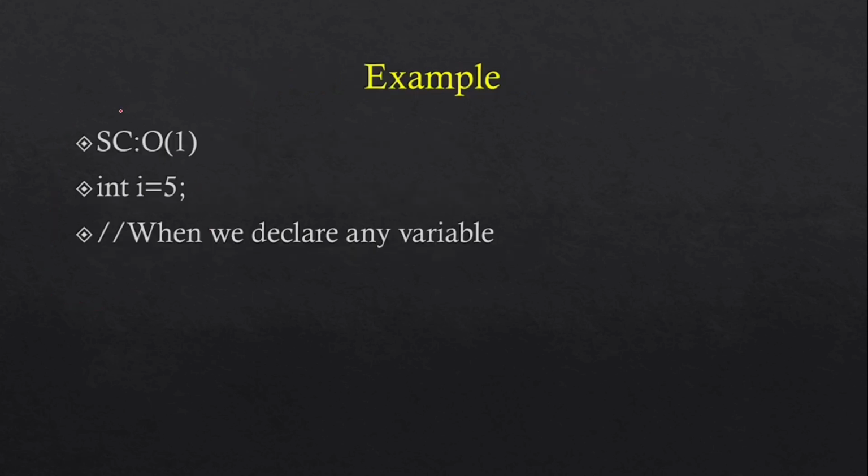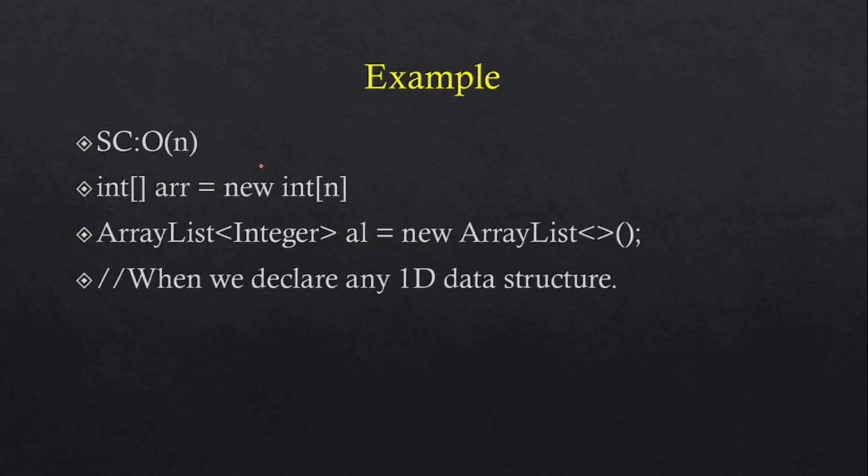So now, first is space complexity order of 1. When you declare a variable like int i equals 5 or int a equals 9, then your space complexity is order of 1. Now space complexity is order of n. Here I have declared an array, and here I have declared an array list. An array list always takes order of n. If you declare any 1D data structure, then it always takes order of n.